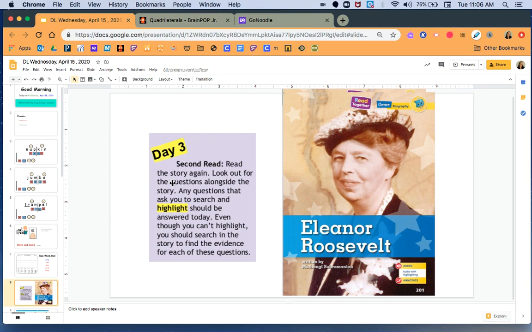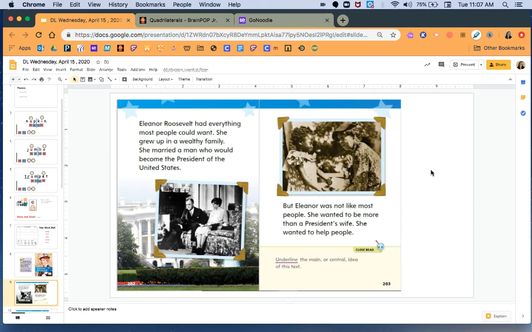Also, it says to search and highlight. We're not going to do that today. We're going to just use our fingers to highlight. So, Eleanor Roosevelt, and the genre is a biography, and the author wrote this story. The author's purpose is to teach me information. So let's go ahead and get your reading fingers ready. And when we get to the end of the page, we're going to go ahead and do what it tells us to do.